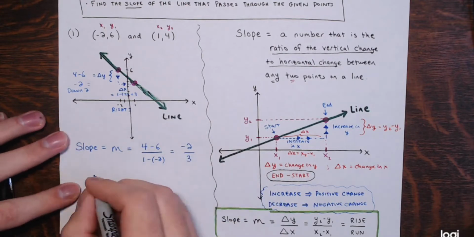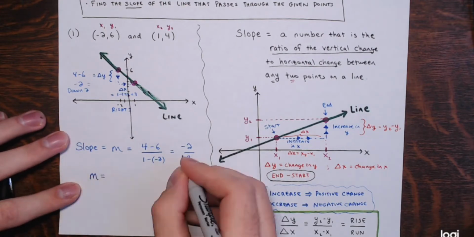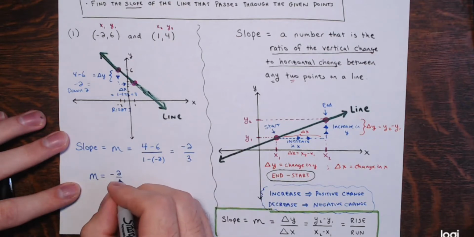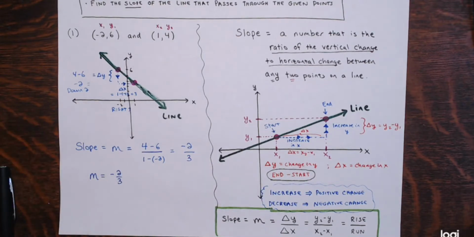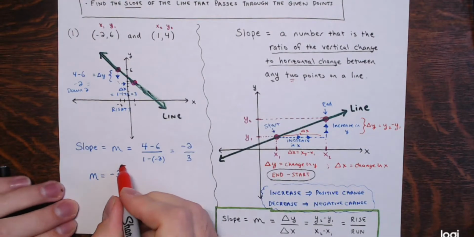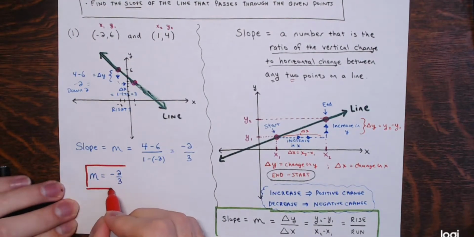The slope is negative 2/3. And that's what we're asked to find here. What's the slope of this line passing through those 2 points? It's negative 2/3.